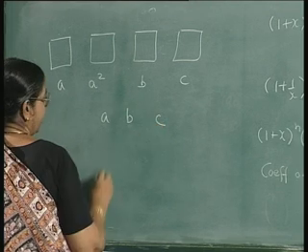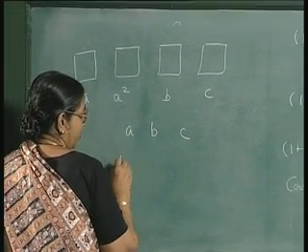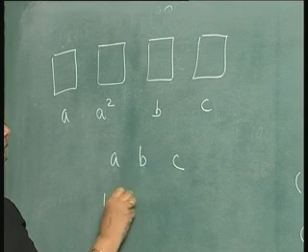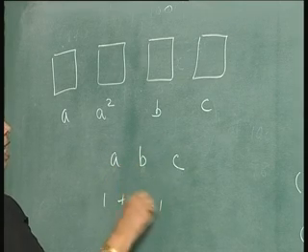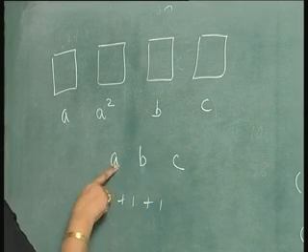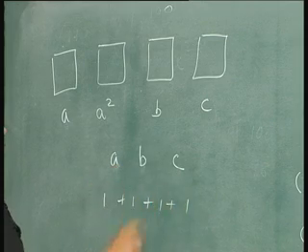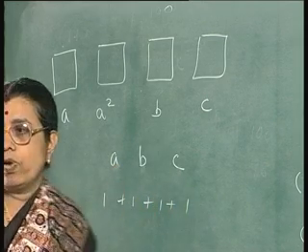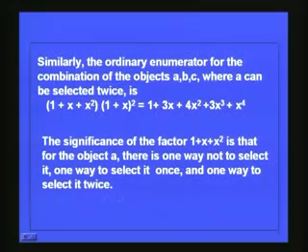The coefficient of x squared represent like this. Like this you get the coefficient of x cubed and x power 4 also. The significance of the factor 1 plus x squared is that the object A, there is one way not to select it, one way to select it once, and there is one way to select it twice. That is what is meant by this expression 1 plus x squared.